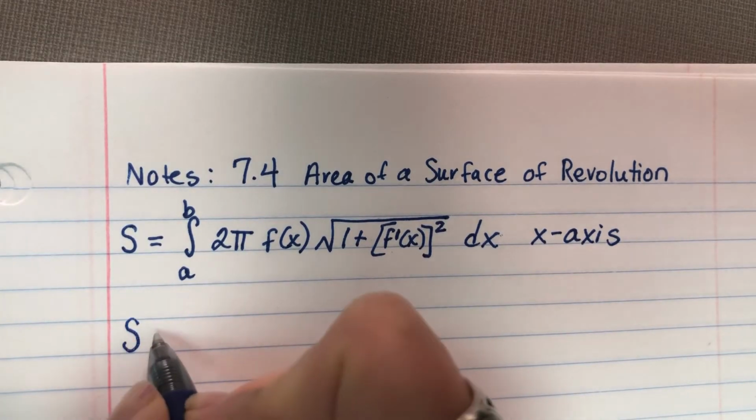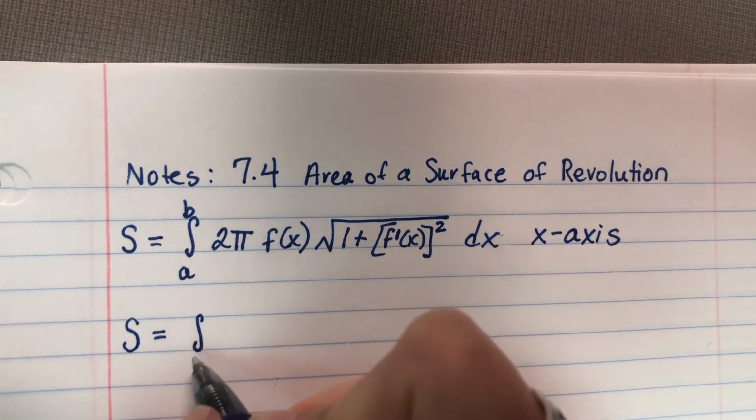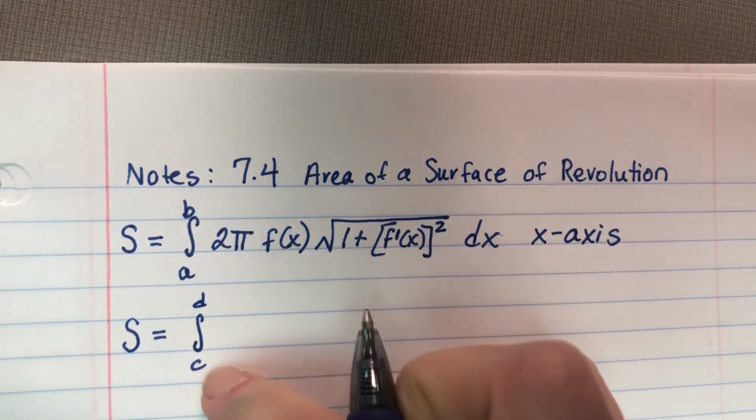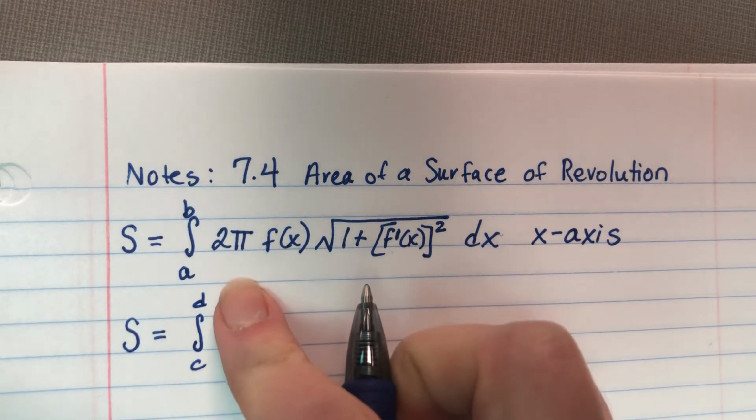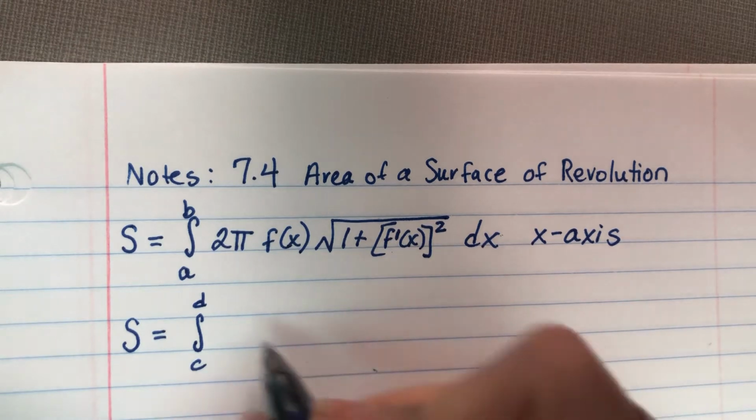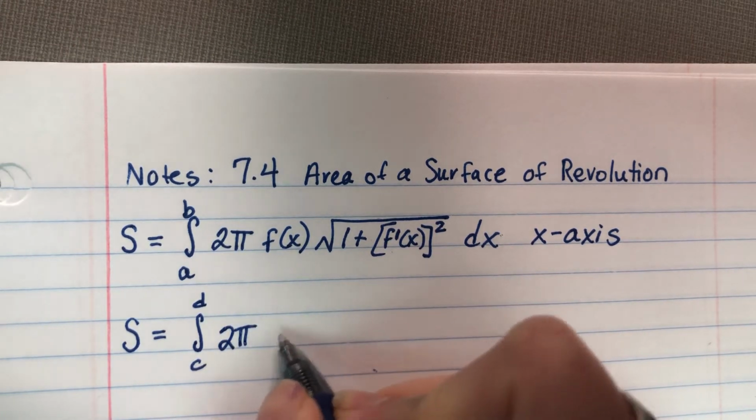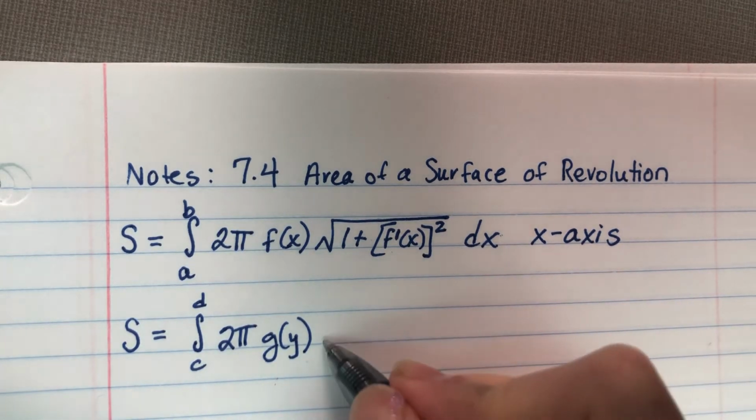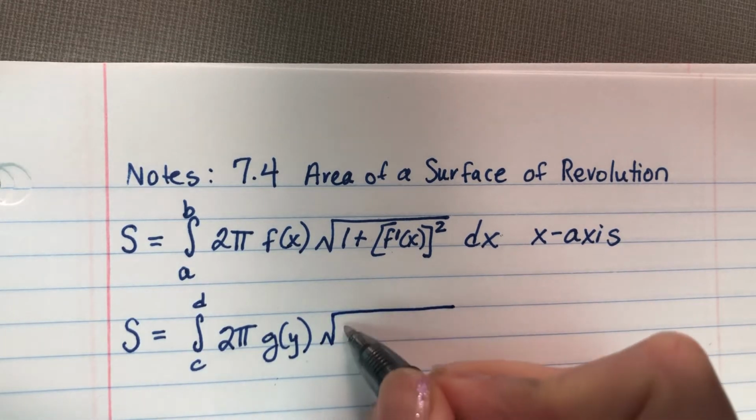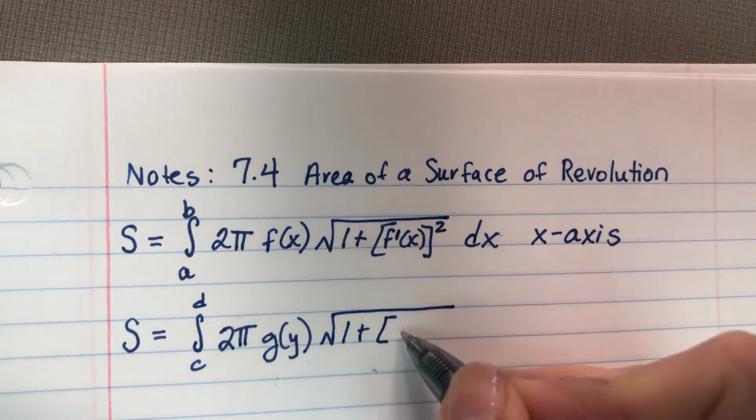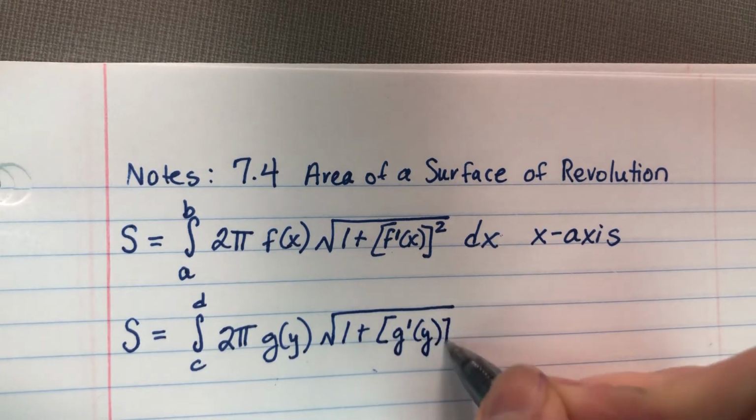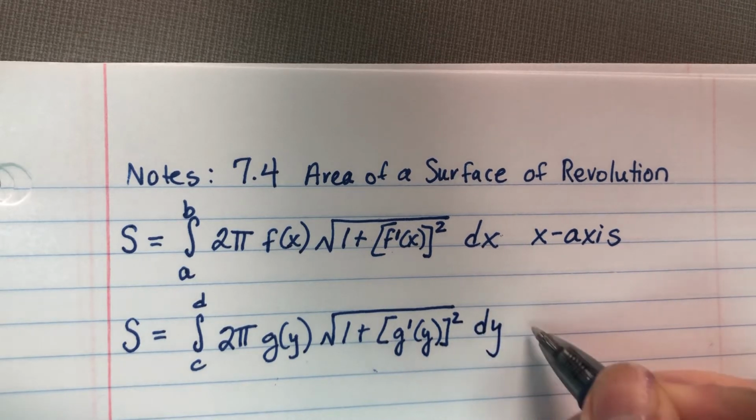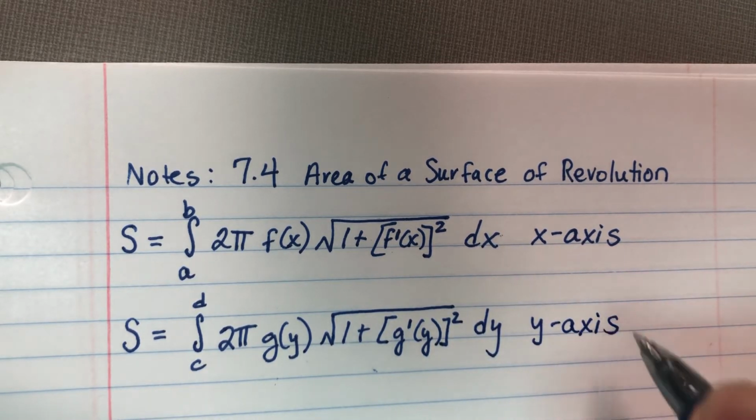The surface area is equal to the integral from c to d, where c is the lowest y value and d is the highest y value of our region. And then we'll have 2 pi, and then we'll have g of y. So we need to have our equation with y as the independent variable, like an x equals something about y kind of equation. And then we multiply by the square root of 1 plus the quantity g prime of y squared dy. So this is if we're rotating around the y-axis.